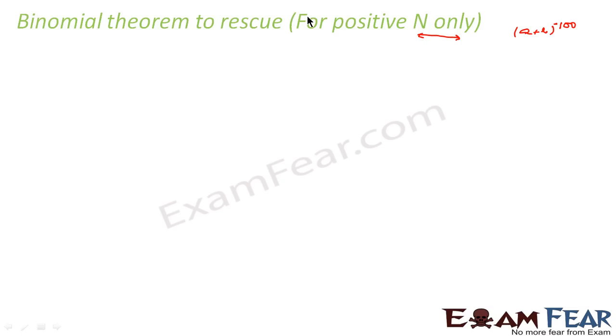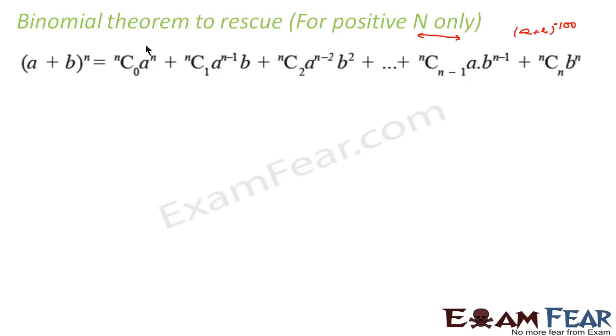So let's see what binomial theorem says. According to binomial theorem, if we have (a + b) to the power n, any formula, we can expand this in this form: nC0 a to the power n, plus nC1 a to the power n minus 1 into b, plus nC2 a to the power n minus 2 b squared. We keep doing that till nCn b to the power n.